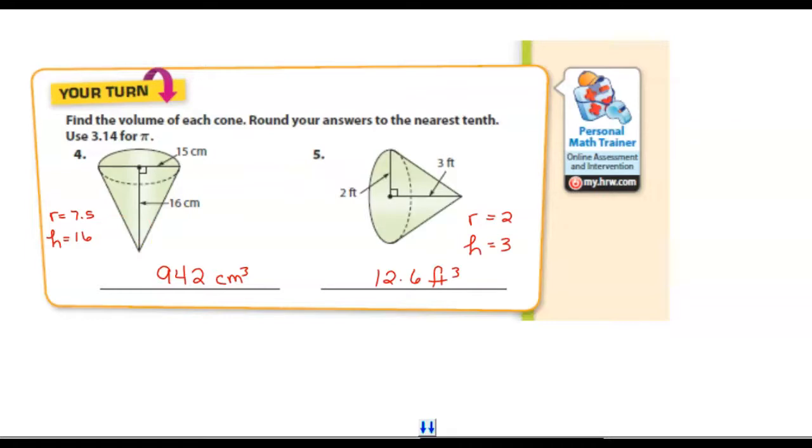Find the volume of this cone. You should have identified that the radius is 2, the height of the cone is 3, and when you took pi times radius squared times your height, and divide that by 3, you get 12.56. Because we rounded to the nearest tenth, we get 12 6/10 cubic feet.